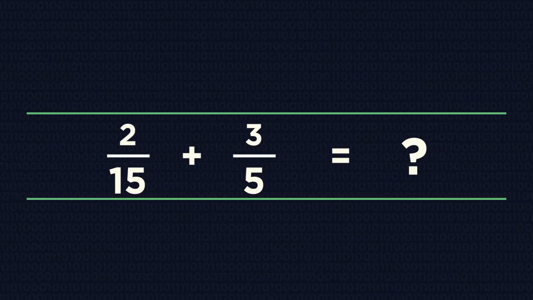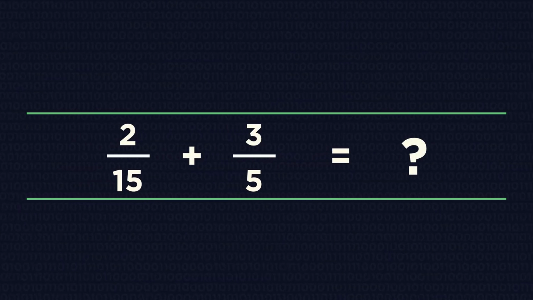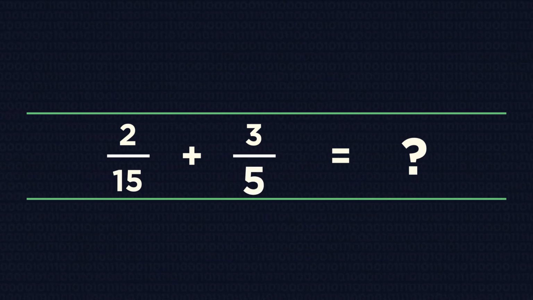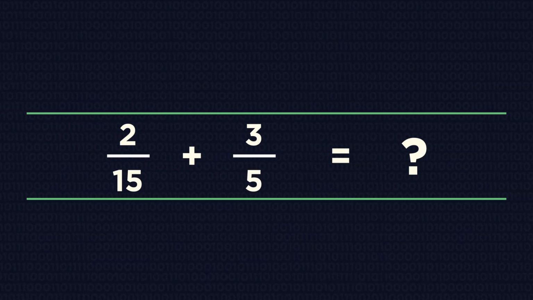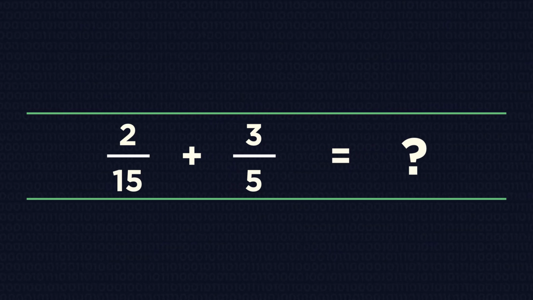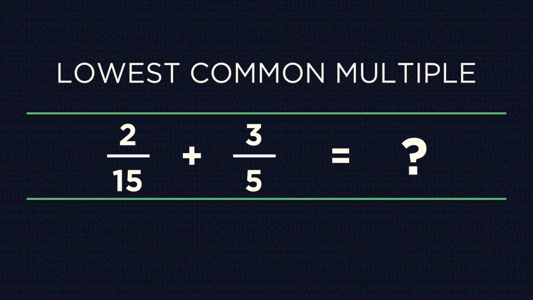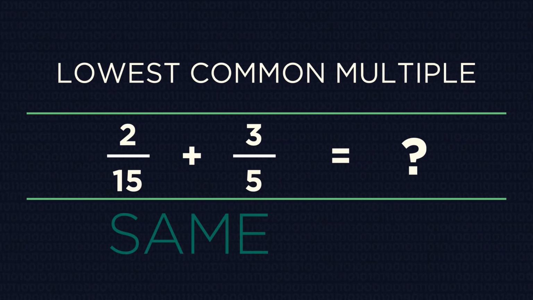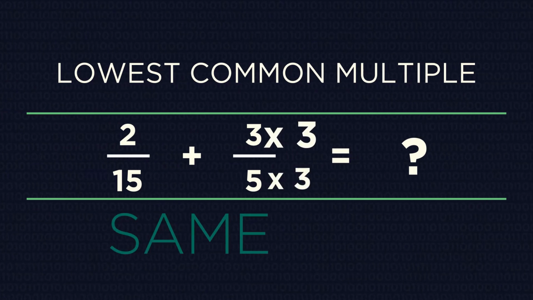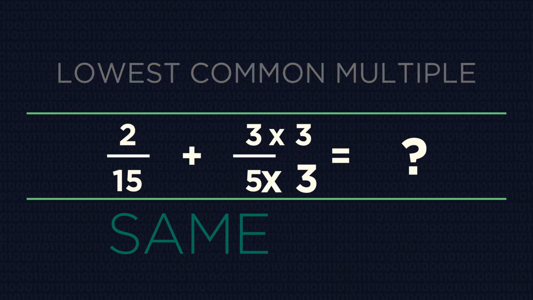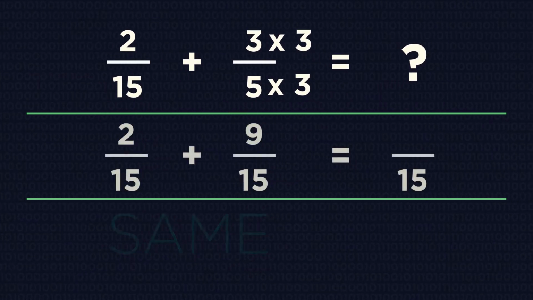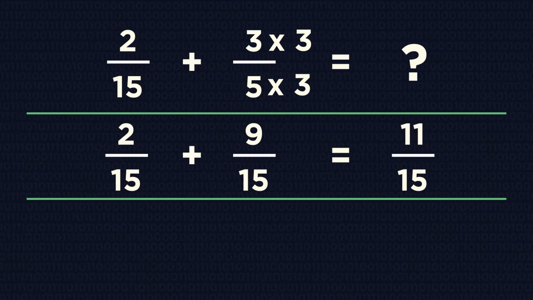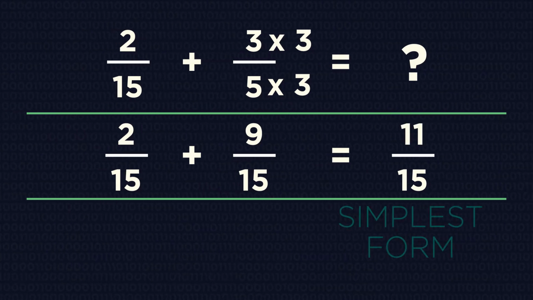When you have different denominators, do this first. Choose one of the fractions. The one with the smallest denominator works best. Look for the lowest common multiple, or LCM, in order to make the denominator the same. Multiply the denominator with the LCM. Do to the numerator what you do to the denominator. Rewrite the fractions and only add the numerators. Remember that your final answer should be in the simplest form.